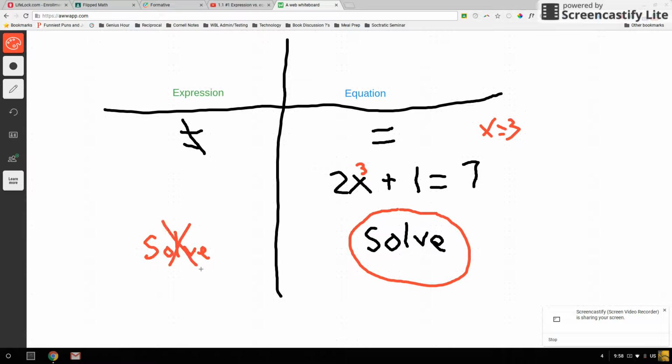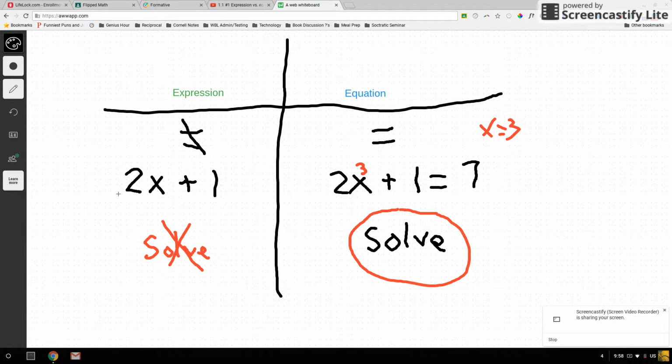I can't do it. So let me give you an example of an expression. Here's an expression. Let's say an expression would be something like 2x + 1. There's no equal sign. We have the exact same thing as over here, at least partially, but I can't figure out what x is because I don't know what it equals.